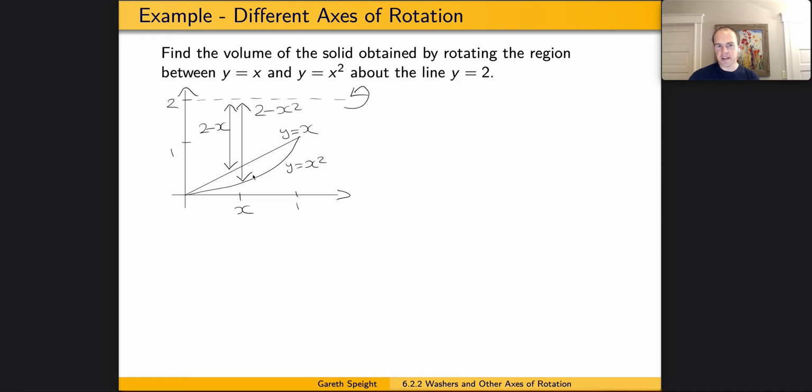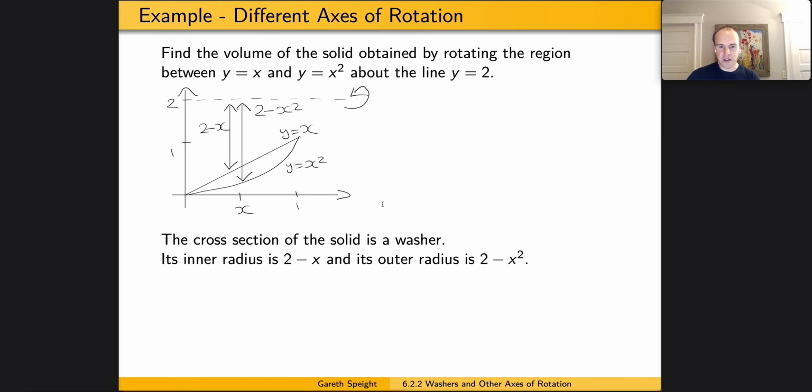And then the outer radius is going to be generated by whichever curve is further away. So in this case, the curve that's further away from the line y equals 2 is y equals x squared. So the outer radius is going to be the distance between the axis and our further curve. In this case, it's going to be 2 minus x squared. So you can imagine that when we rotate this region around the line y equals 2, we get some kind of solid. And if at x, we make the cross section perpendicular to the x-axis, we get an annular ring. The inner radius is 2 minus x. The outer radius is 2 minus x squared.